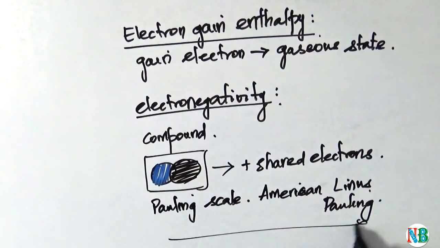So here we've seen physical periodicity, some of the physical trends which come in atoms, elements.